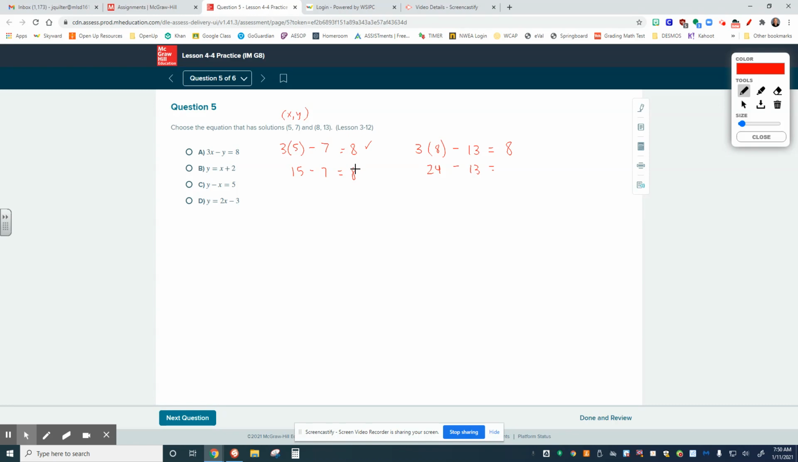24 minus 13, let's see here, 24 minus 10 is 14, and 14 minus 3 is 11, not 8. Nope. A, not true. You'll do the same thing for each of these. Substitute the value of x and y. Make sure that they make the equations true with both ordered pairs. And it says it has the solutions. That means these two ordered pairs have to fit there.